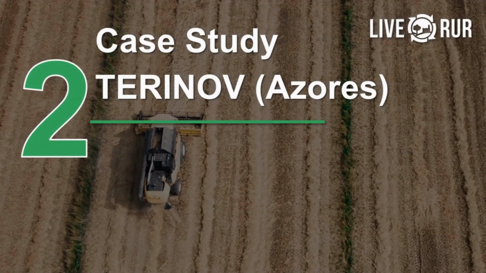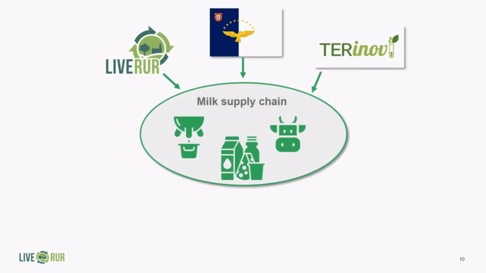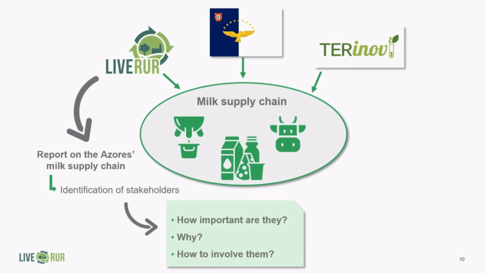It seems this is the perfect moment to get back to our case study and show one of these tools in action. The LIVERUR project in the Azores has provided Tarinov, a science and technology park, the opportunity to set up a pilot living lab. This project is focused on the milk supply chain. The implementation of the pilot living lab has been preceded by reports describing this supply chain and identifying potential users of the living lab. However, the report did not describe what kind of relationship should be established between Tarinov's living lab and those potential users.